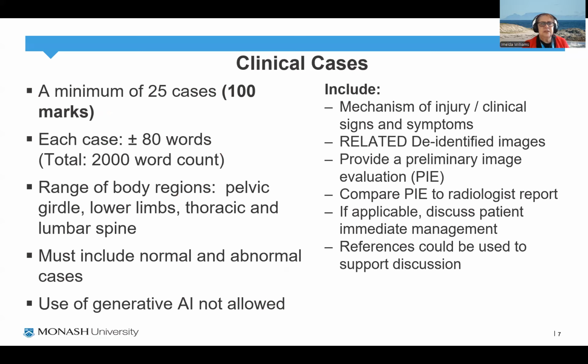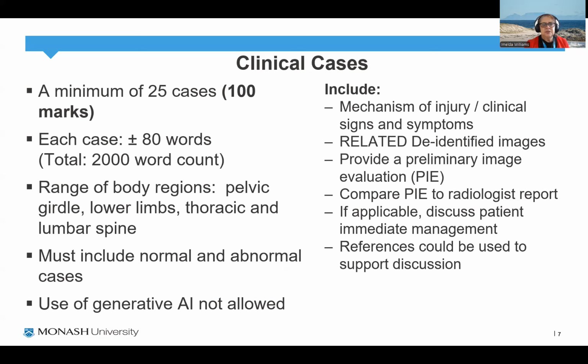So as mentioned, there are 25 cases. Each case is worth 4 marks, and that means that the overall mark for that part of the clinical portfolio is 100 marks. So the word count for each case is around 80 words. So the overall word count is 2,000. So don't stress about the 80 words per case, because some cases you might write less and others you might write more. You, of course, have to focus on the body regions which are applicable to this unit, which is the pelvic girdle, the lower limbs, the thoracic and lumbar spine.